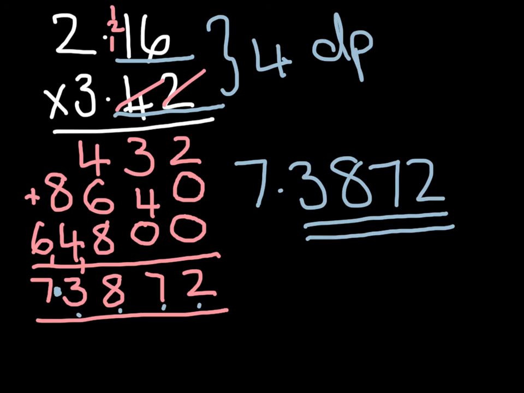And think about the answer. Is it realistic? If you had an answer like 738.72, you would know that that would be incorrect because 2 times 3, if you look at the whole numbers, 2 times 3 is nowhere close to 738. It's closer to 7. So be very, very careful that you're checking your answer and you're checking your decimal place. And your little decimal point is in the right home.